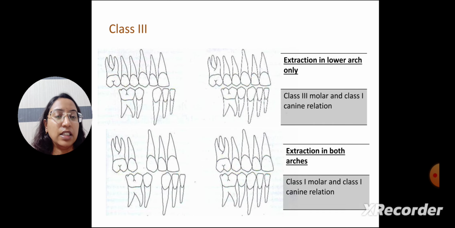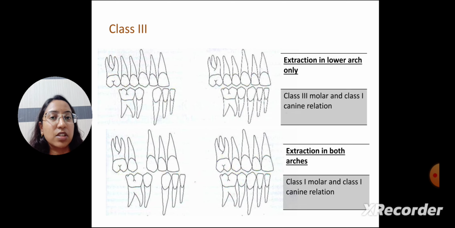Reverse of this is class 3. Here, because the mandible is positioned forward, we can extract the lower premolars and get the anterior segment back while maintaining the molar relationship. So here we'll have a class 3 molar and class 1 canine relationship. But in some cases where we have to go for extraction of both upper and lower teeth, suppose upper there is crowding or proclination. In that case, upper premolars we are extracting and using partial space for upper anterior correction and the remaining for the molar protraction. And the lower space we are using completely for lower anterior teeth retraction.